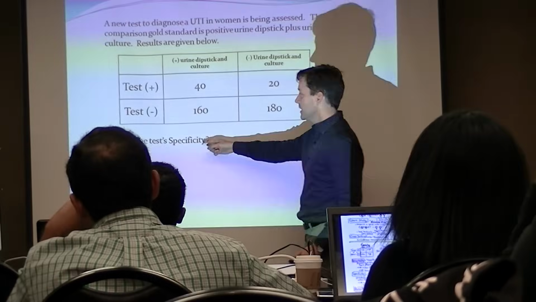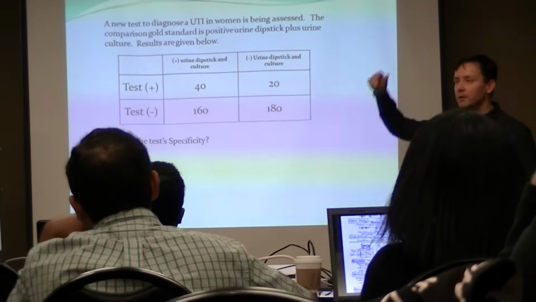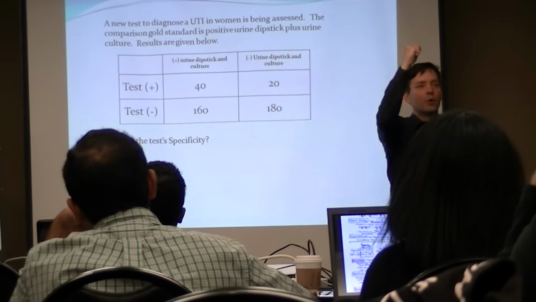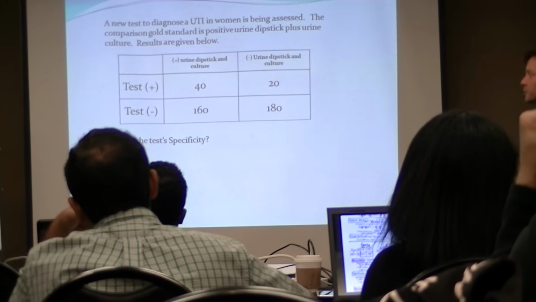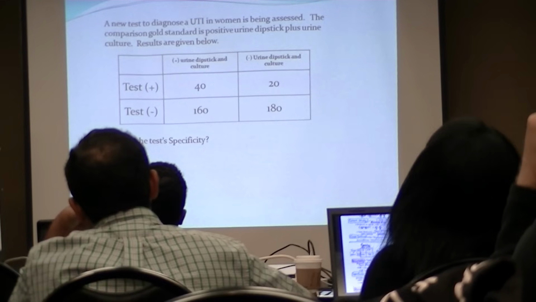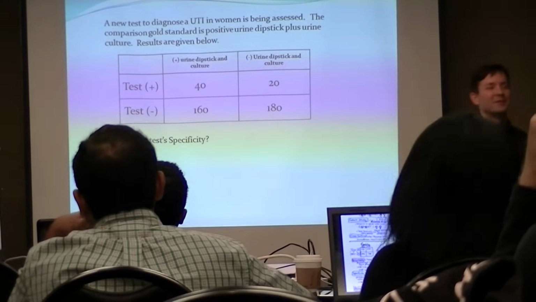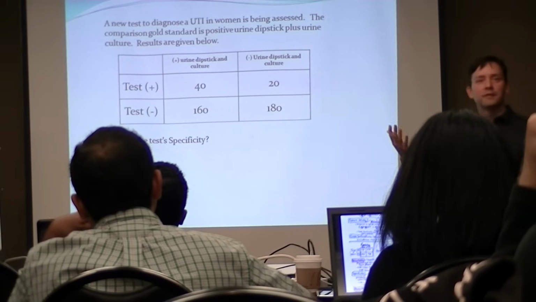One thing different, they may change it to sensitivity. What's my sensitivity? What goes on top? 40. What's on the bottom? 40 plus 160, 200. What's my answer? 20%. Yeah, 40 over 200 is 20%, right? Very good.